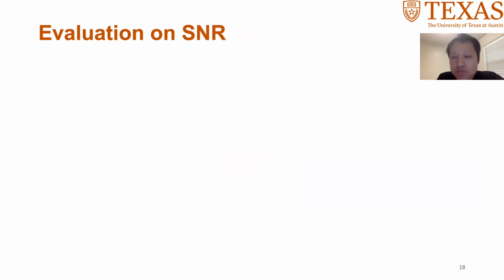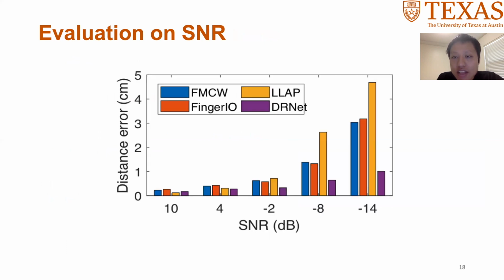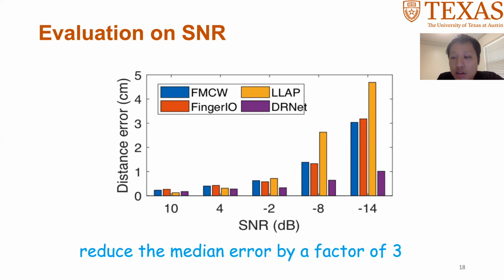We evaluate our model on different SNR and compare with other methods. When the SNR is high, all the methods can achieve a low distance error. However, DRNet is more robust to the worst SNR. It reduced the median error by a factor of 3 in the worst case.